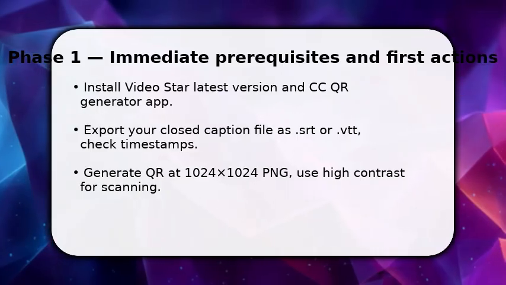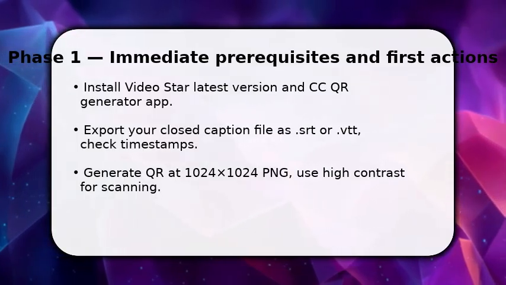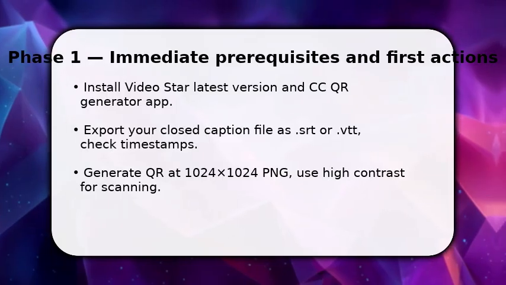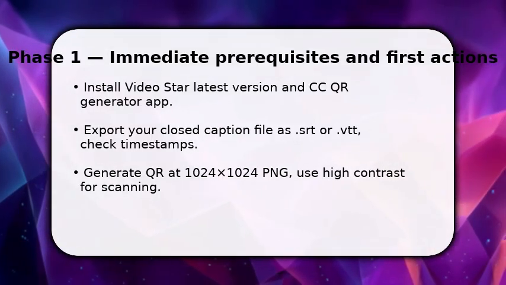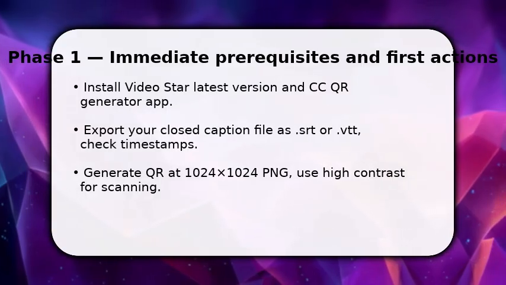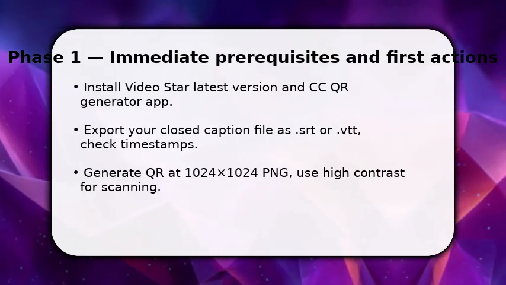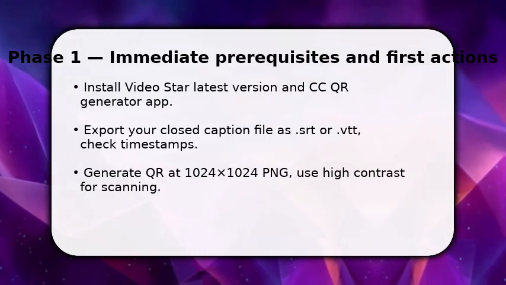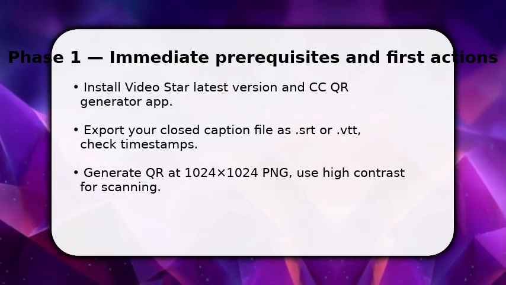You start by preparing the assets and importing them into VideoStar. First, convert your captions to SRT or VTT. This keeps timestamps intact, which is crucial for sync. Once done, create a CC/QR PNG at 1024 x 1024 with high contrast so the scanner reads cleanly. Then import that PNG into your VideoStar media library.